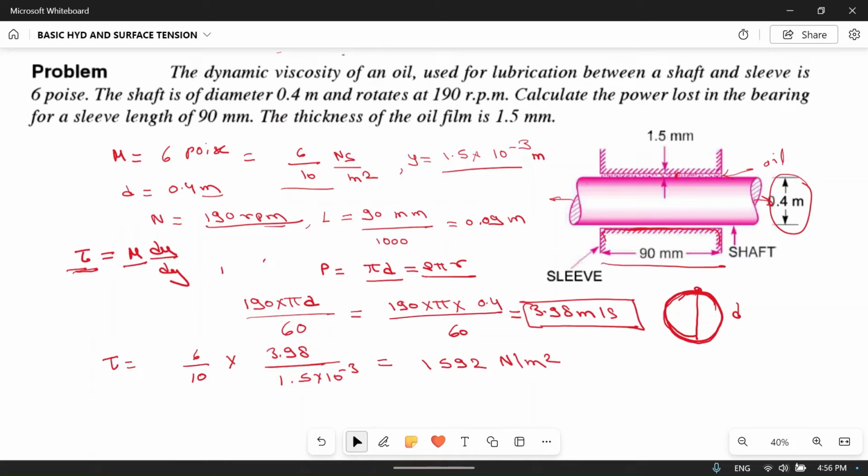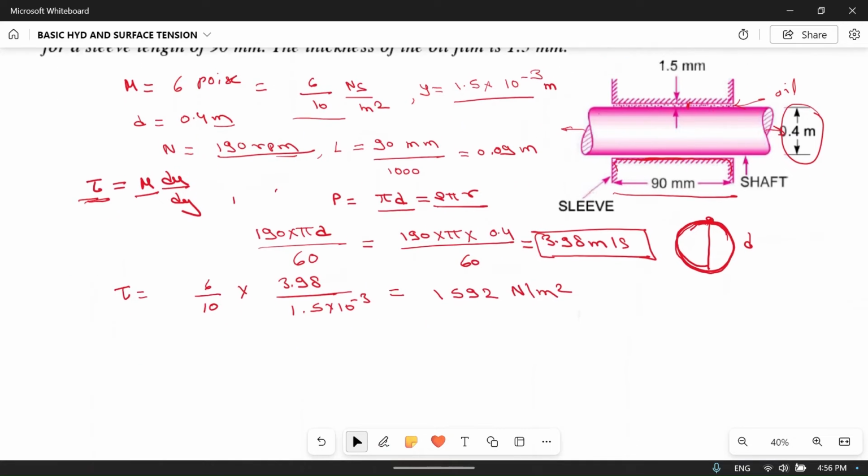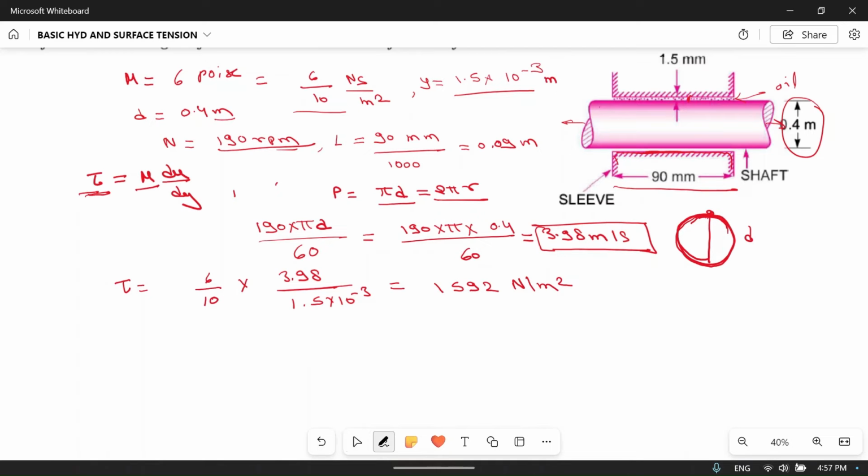Okay, so what do we have to calculate in the problem? Calculate the power lost. So we have to find the power loss. First we have to calculate the shear force. Suppose F tau is the shear force. So shear force will be shear stress into area, because stress is force upon area. So force is equal to stress into area. So stress is 1592 into the area on which this stress is offered. This stress is offered on the outer surface of the shaft.